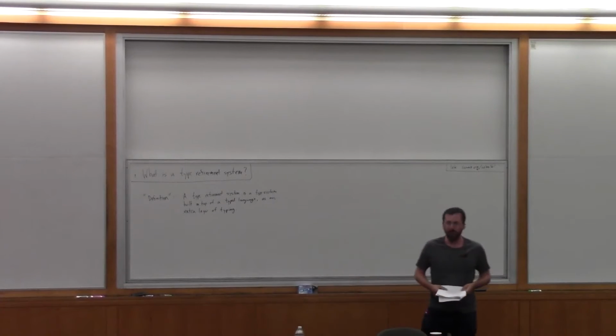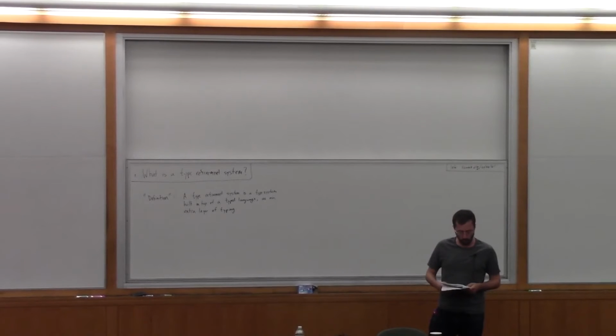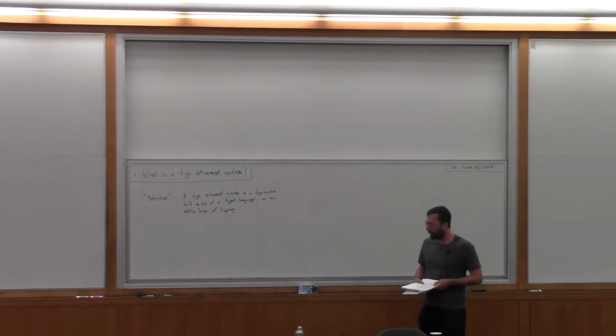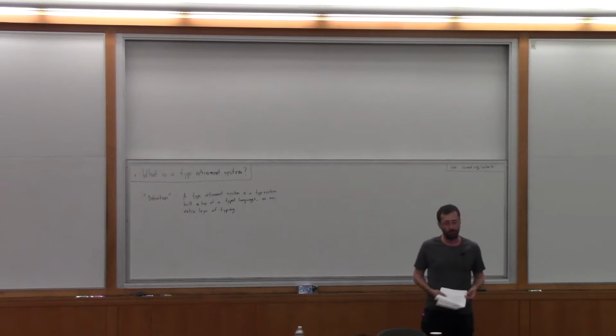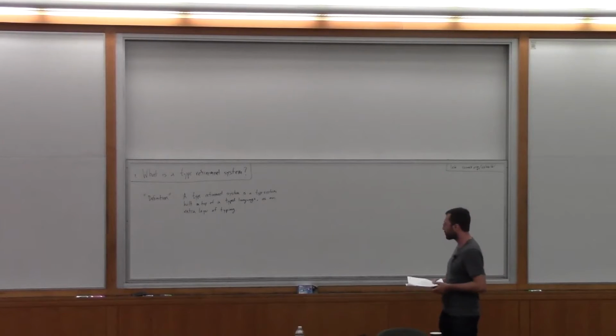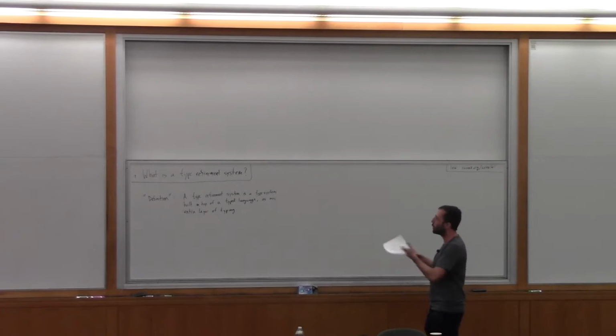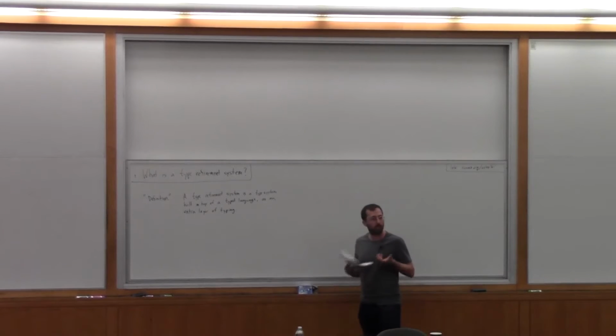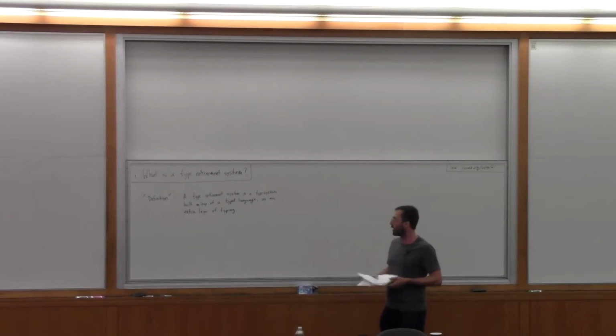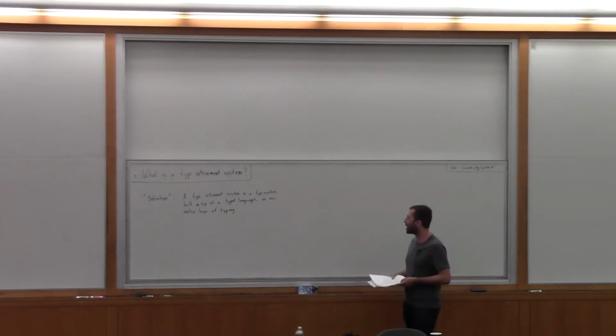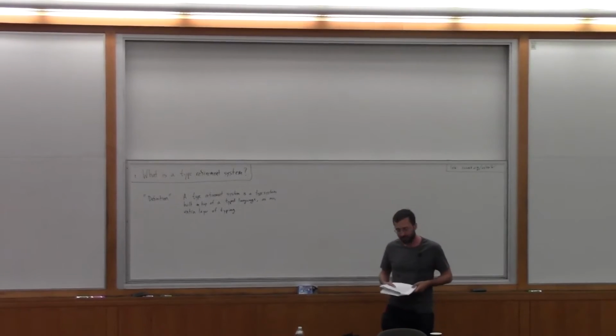Okay, microphone. So I'm going to be talking about type refinement systems. And before talking about that, I wanted to talk a little bit about what a type refinement system is, so you know what I'm talking about. Here's a plausible working definition: a type refinement system is just a type system which is built on top of a typed language as an extra layer of typing.